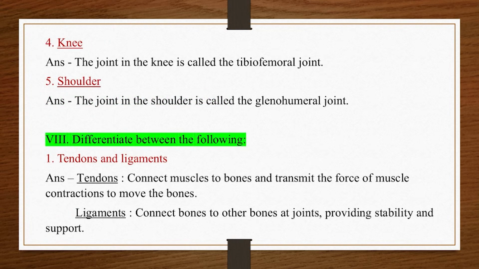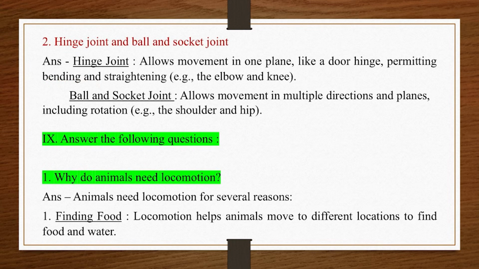4. Knee. Answer: the joint in the knee is called the tibiofemoral joint. 5. Shoulder. Answer: the joint in the shoulder is called the glenohumeral joint. 8. Differentiate between the following. 1. Tendons and ligaments. Answer: tendons connect muscles to bones and transmit the force of muscle contractions to move the bones. Ligaments connect bones to other bones at joints, providing stability and support. 2. Hinge joint and ball and socket joint.